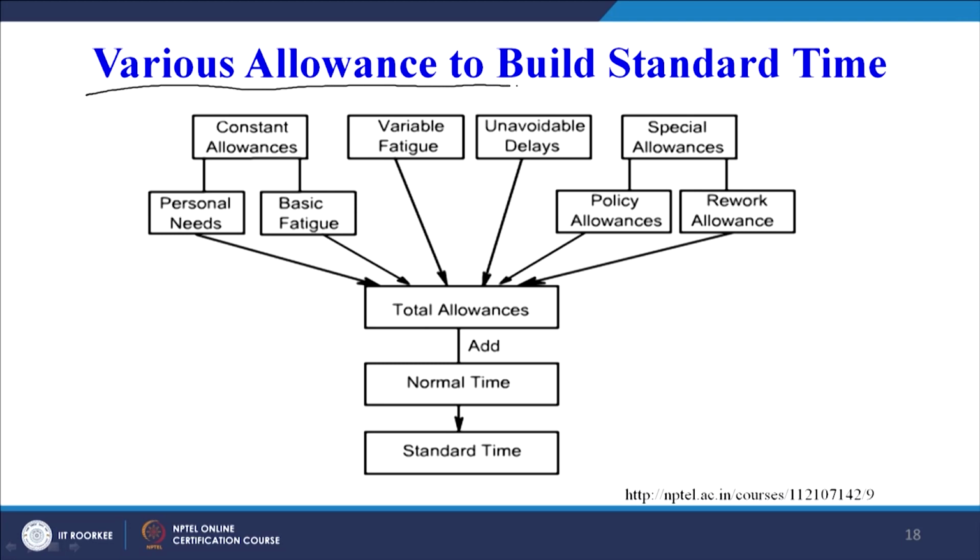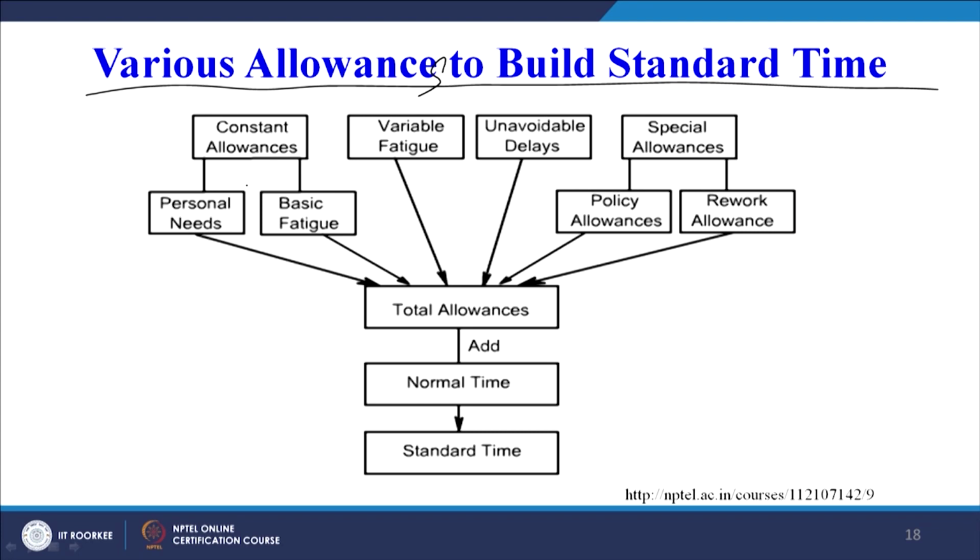Now because that much time is given as an allowance, the worker can manufacture the defined number of parts, because the time to rework the defective parts is given as an allowance to the worker. So this is the summary of the allowances. These are the various allowances to build the standard time, which we have already seen today.